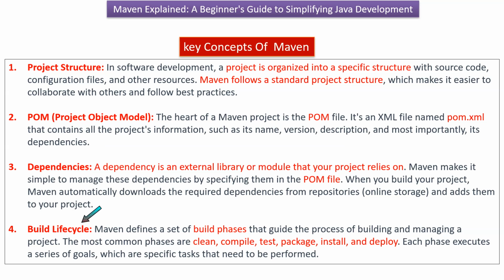Fourth point is build lifecycle. Maven defines a set of build phases that guide the process of building and managing a project. The most common phases are clean, compile, test, package, install and deploy. Each phase executes a series of goals, which are specific tasks that need to be performed.